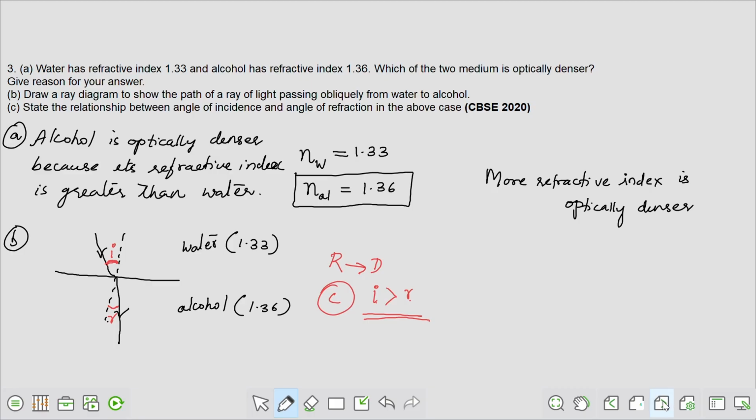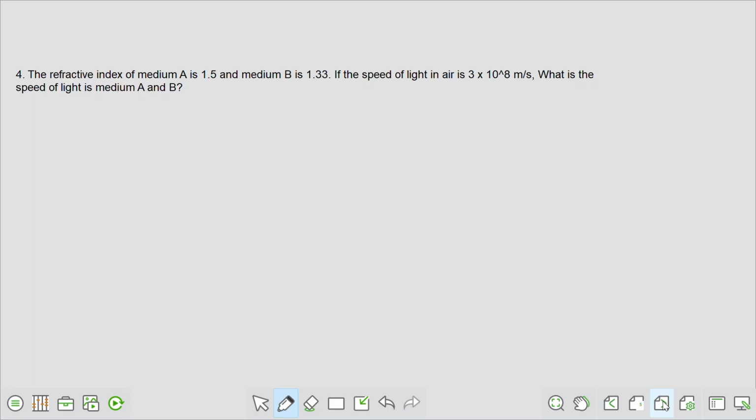Let's move to the next question. The refractive index of medium A is 1.5. Medium A is given as 1.5 and medium B is given as 1.33. If the speed of light in air is 3 into 10 power 8 meter per second. So the speed of light in air is denoted by C. That is given as 3 into 10 power 8 meter per second. Now you have to find the speed of light in medium A and medium B.